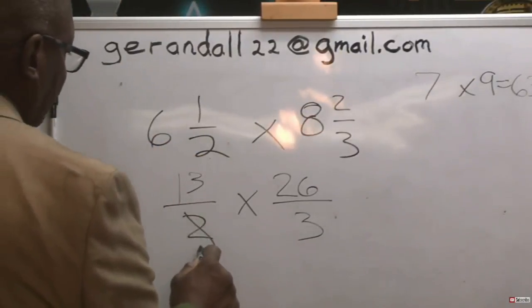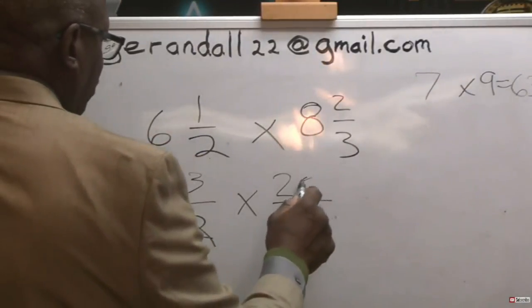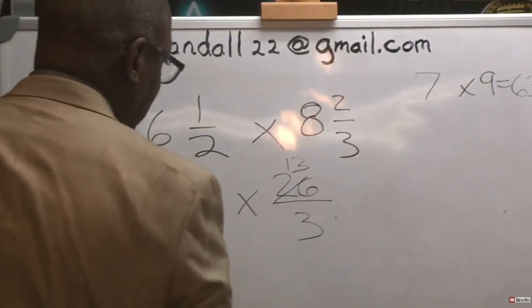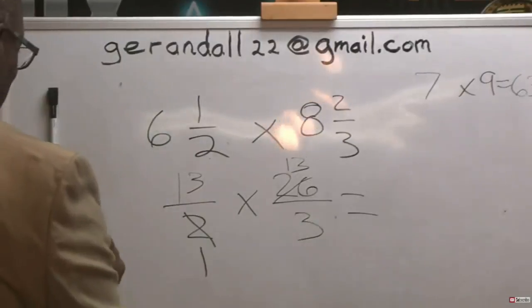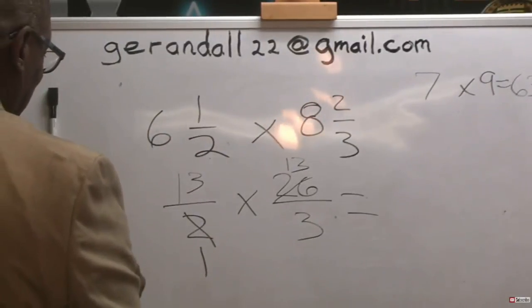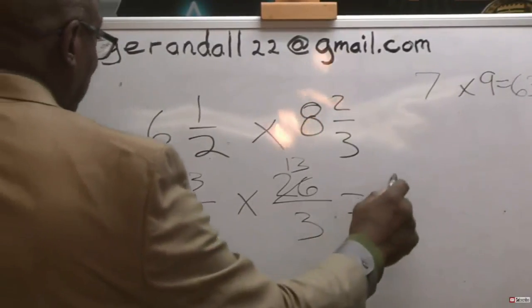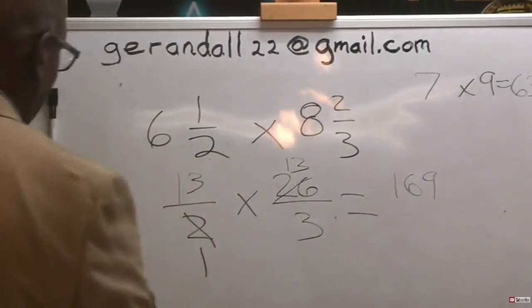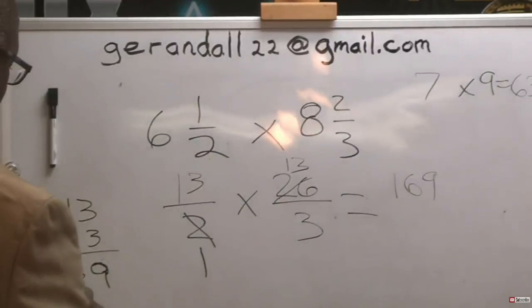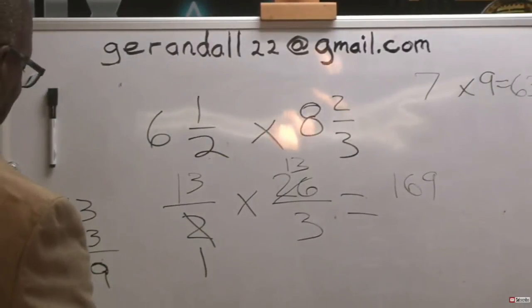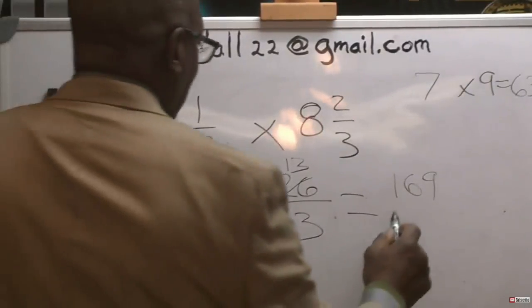2 goes into itself once. 2 goes into 26, 13. And I know, but we better check it. It's 169 over 3.